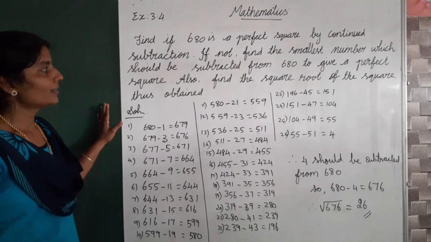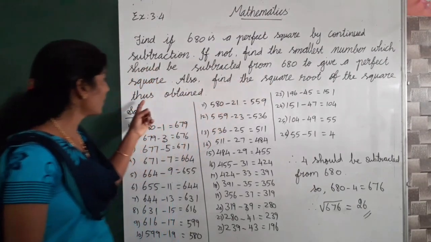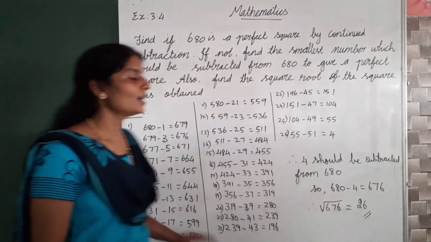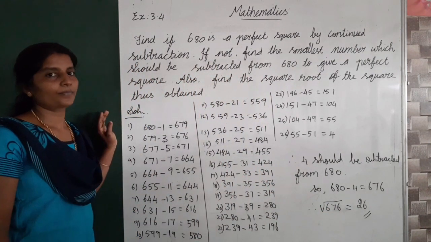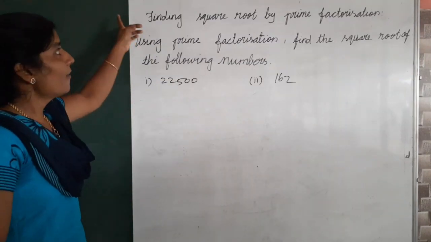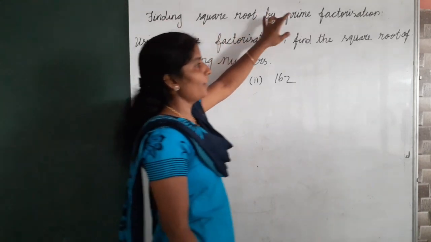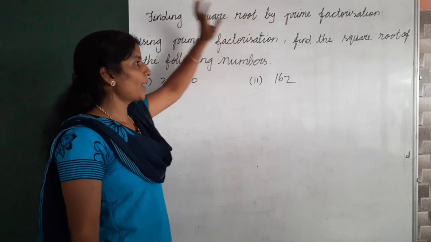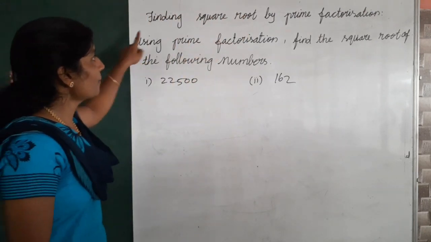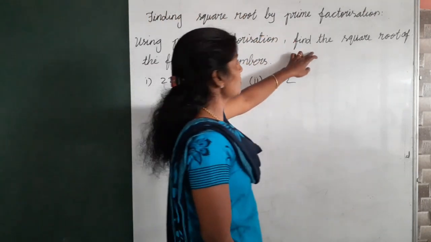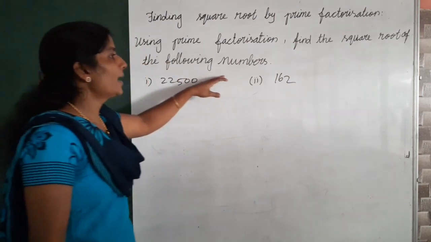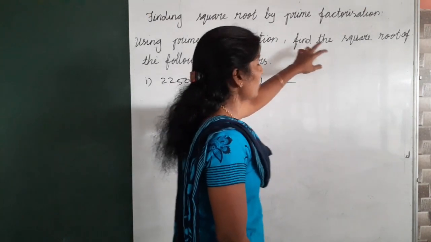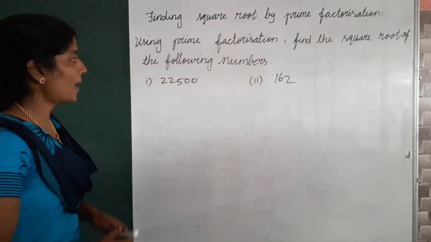Are you clear? Now find the square root of the square thus obtained. So root of 676 equals 26. Okay. Next method, finding square root by prime factorization. Using prime factorization, find the square root of the following numbers.